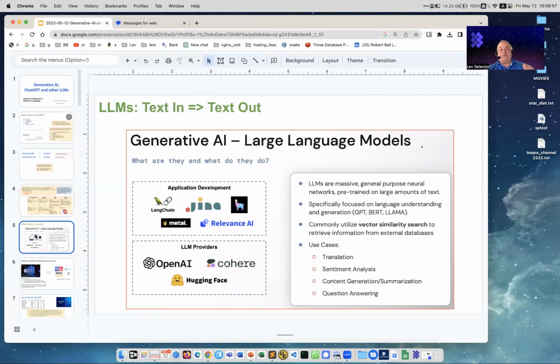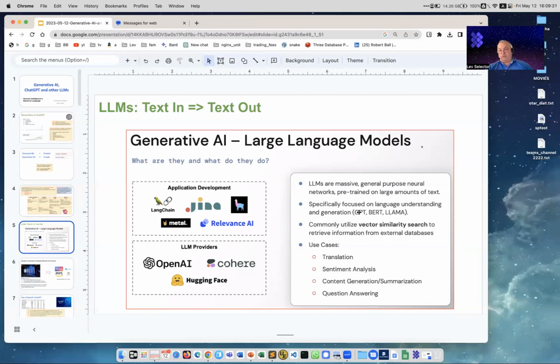So generative artificial intelligence, large language models. Well, when people talk about generative AI, there are other types of generative AI which don't include language. In this presentation, we will be only talking about the ones with language. And there are multiple models and multiple companies working on it and providing pre-trained models.